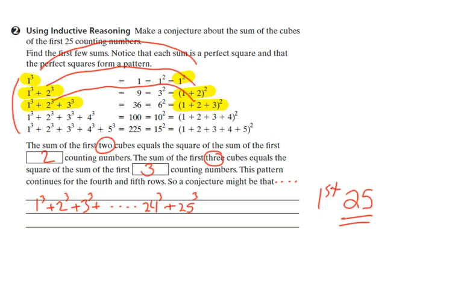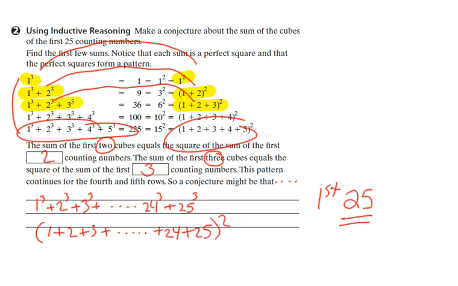That may be a lot of work, but my conjecture is this. Following the pattern that we have right here, we should be able to take 1 plus 2 plus 3 and keep going with that idea. Add up 24, add up 25, and then simply take that and square it. That's my conjecture. And yours may be different.